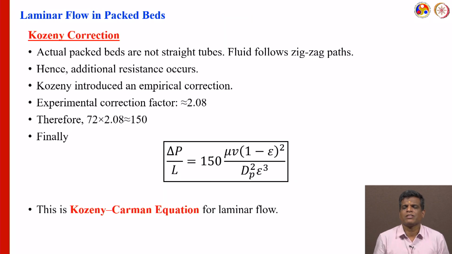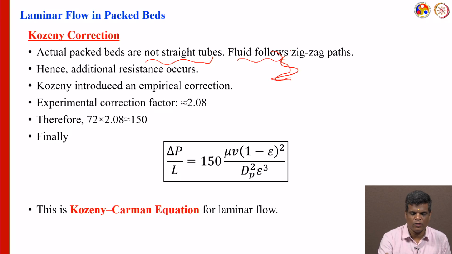So then we have to use some Kozeny Carman correction, because the normal packed bed does not have straight tubes. It always follows zigzag paths. So we have to introduce some additional correction factors, because there is additional resistance there. So we introduce an empirical correction.